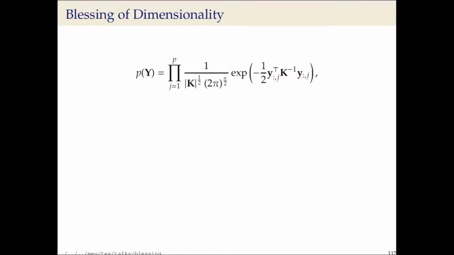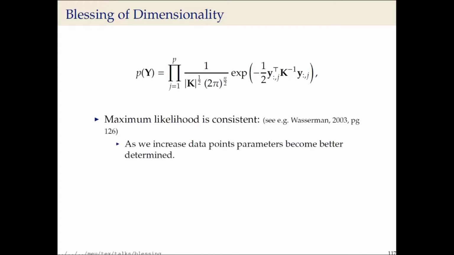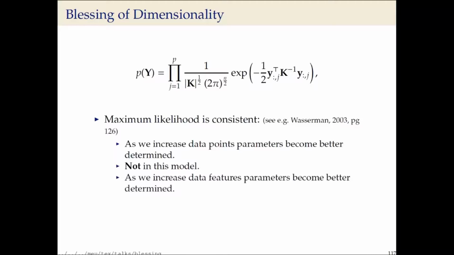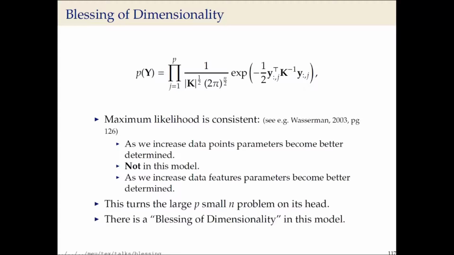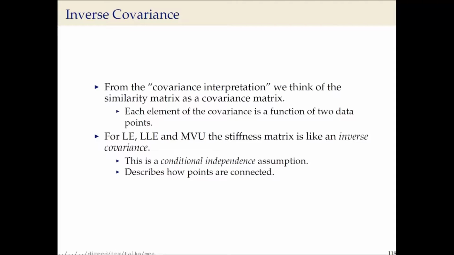The final solution is then it's got maximum likelihood. This is the key point. Maximum likelihood is consistent. As you increase data points, the parameters become better determined. This solution is opposite. As we increase data features, the parameters become better determined, which is weird. So it turns the large p small n problem on its head and gives you a blessing of dimensionality.